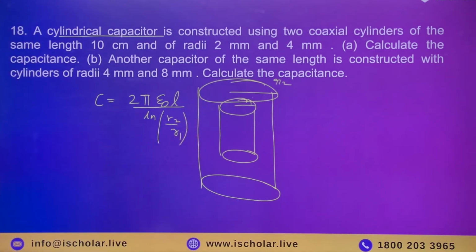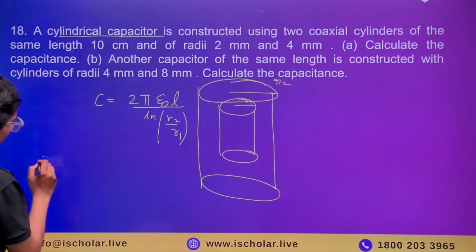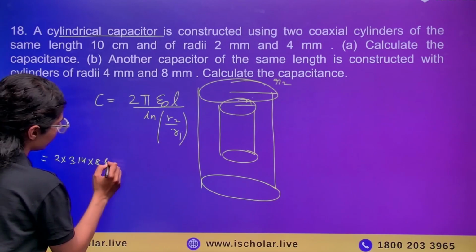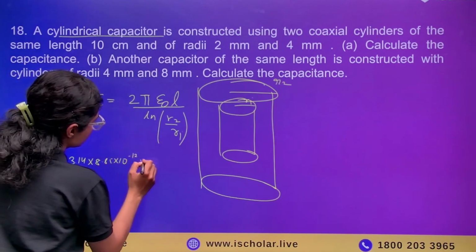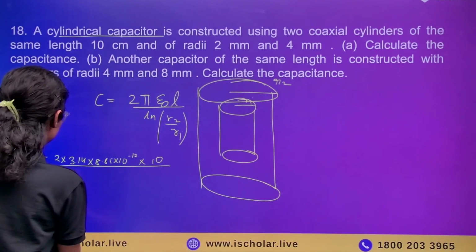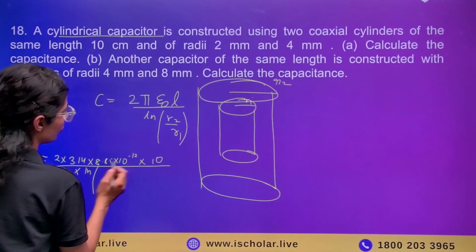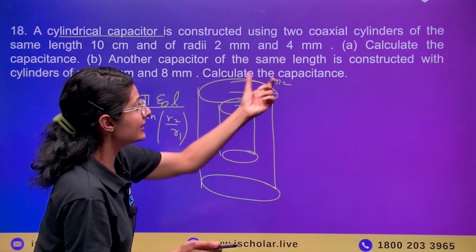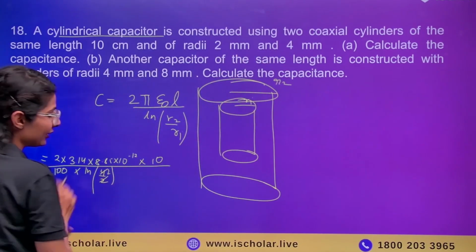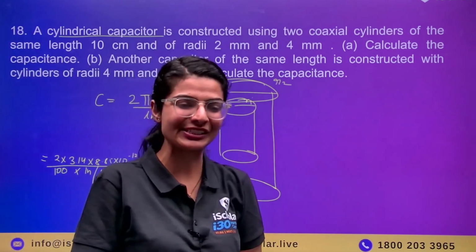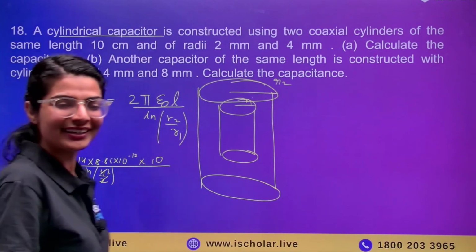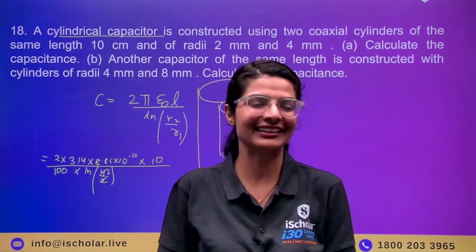You can also write the value for this simply. You can just put the value 2 pi epsilon naught into the length, which is given to be 10 centimeter, divided by ln R2 by R1. The outer radius is 4 mm and the inner one is 2 mm. So this is ln 2. We know the value of ln 2 is 0.693. So this is your task. You'll be calculating the value of this and writing it in the chat box.